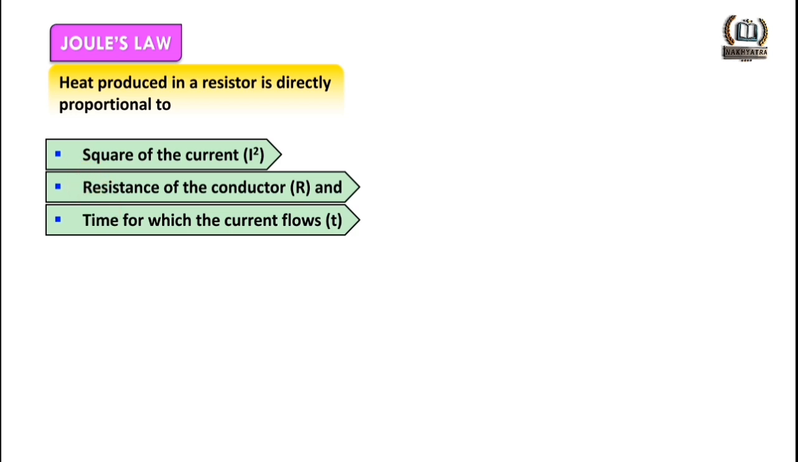Okay? And last one is heat is also directly proportional to the time for which the current flows. So for electric current to flow, some time is required, right? So the more time the current flows through the conductor, the more heat is produced, as heat is directly proportional to time. I hope everybody understood Joule's law. Okay, now let's see the mathematical relation.